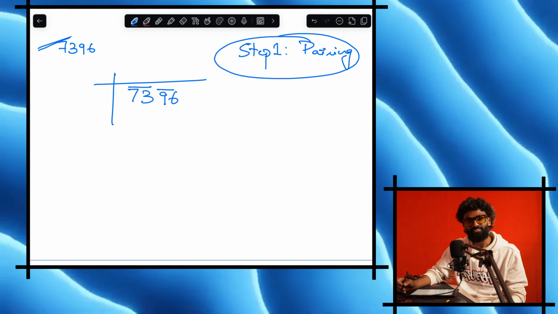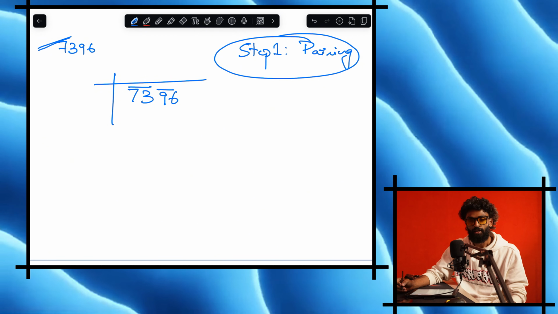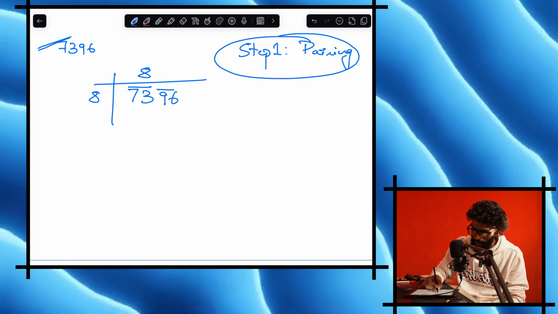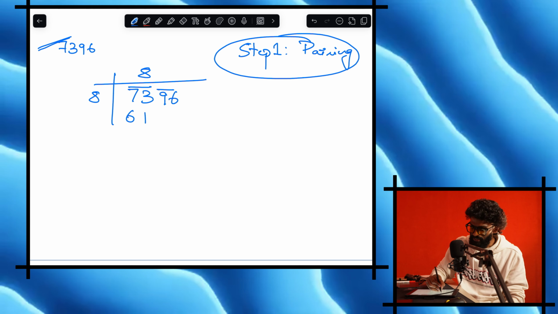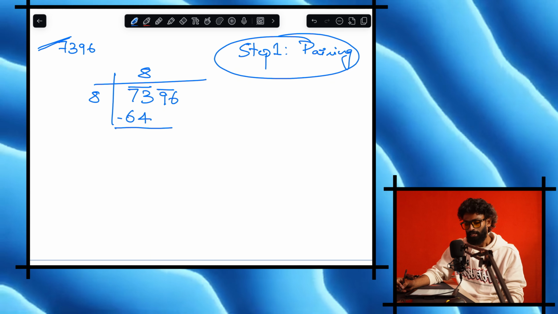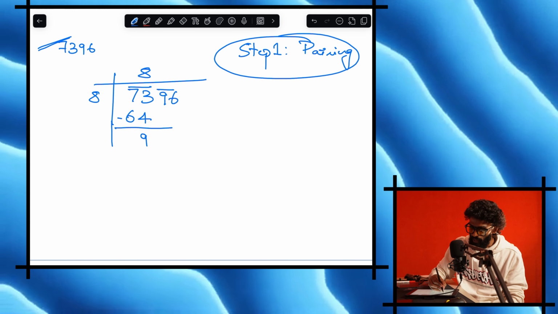9 times 9 gives us 81. But since 81 is bigger than 73, we go to a number less than it. 8 square is nothing but 64. So I write 8 here and 8 here. 8 times 8 gave me 64. Now, we will solve this. What do you mean by solve? We always subtract. 73 minus 64 gives me the answer as 9. Done. I am done with step number 1.